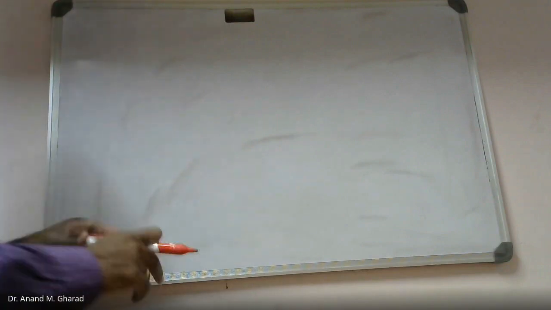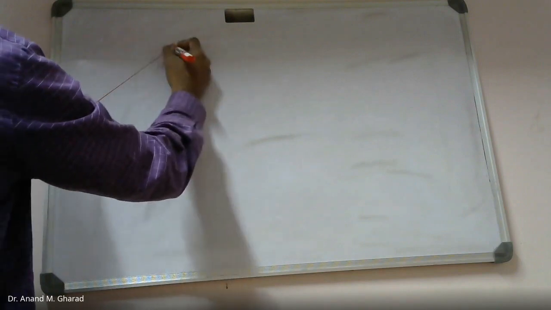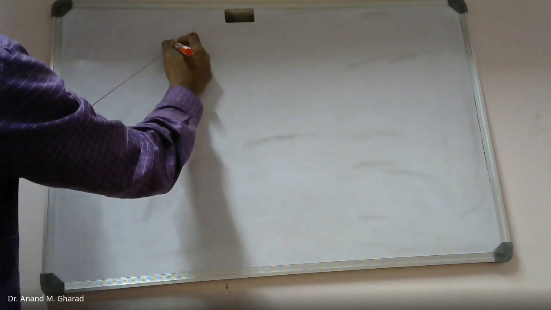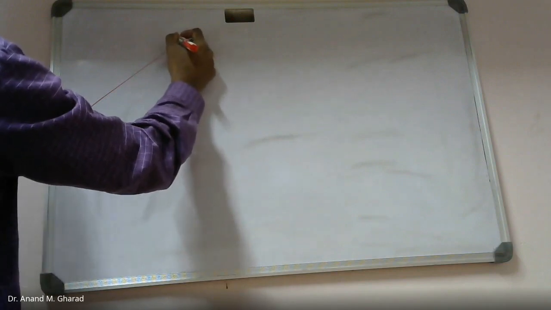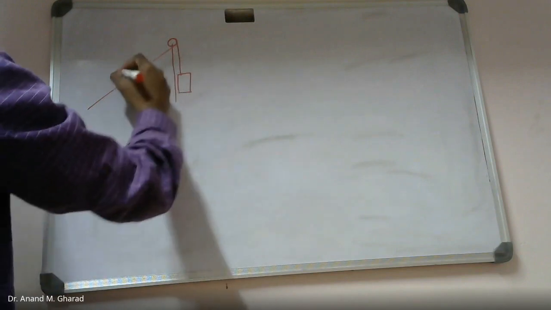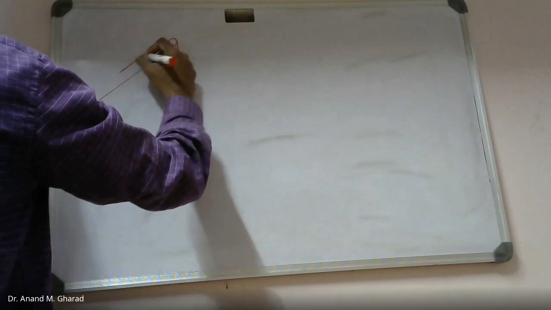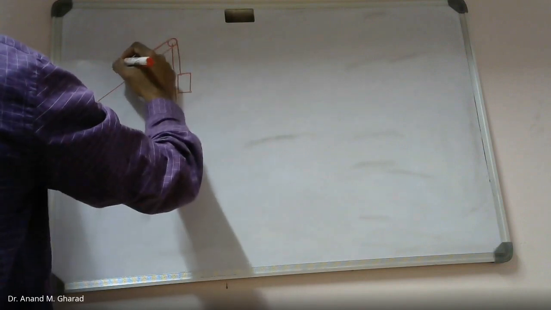Okay, please note down the next problem statement. Okay, this is a system, and the rigid bodies are attached to this system in this manner.